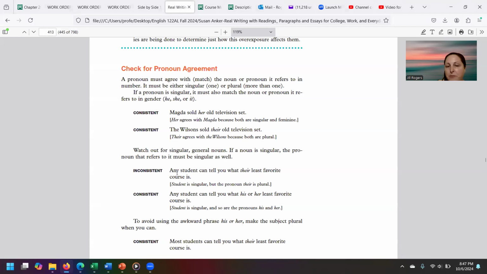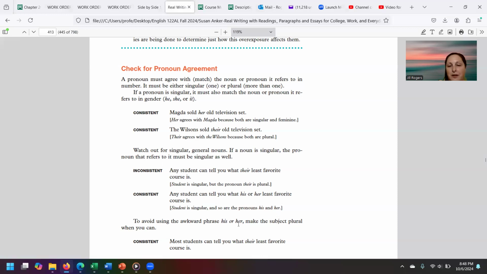I think it's because you're mixing, right? This is singular, but this is plural, all right? I think the idea is you're thinking it's all students, right? The concept is like everybody, and then you say their, but that's actually incorrect, okay? It should be: any student can tell you what his or her least favorite subject is. Student is singular, and so are the pronouns his and her. We want to include this his and her. Some people don't like that.